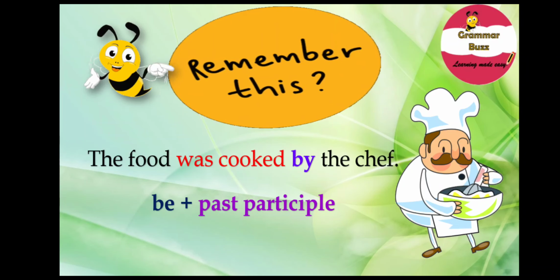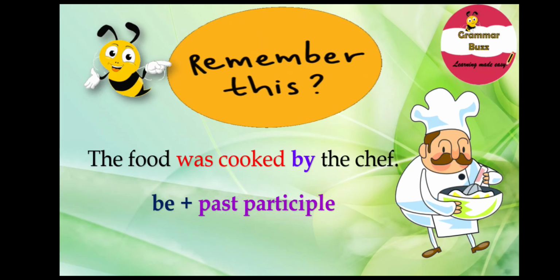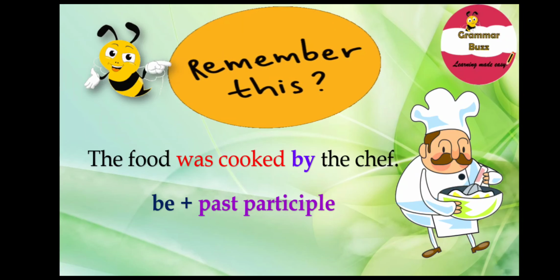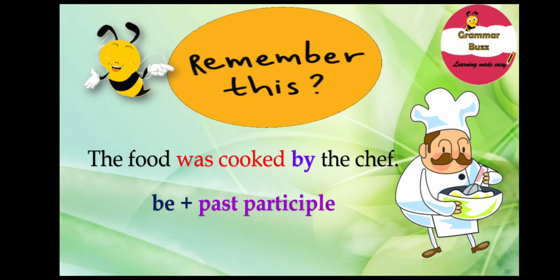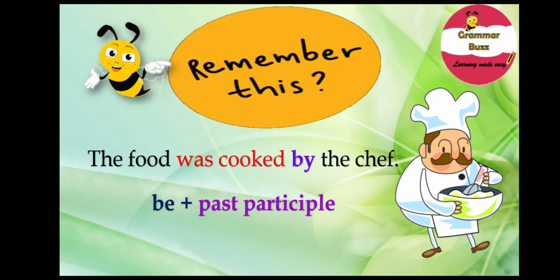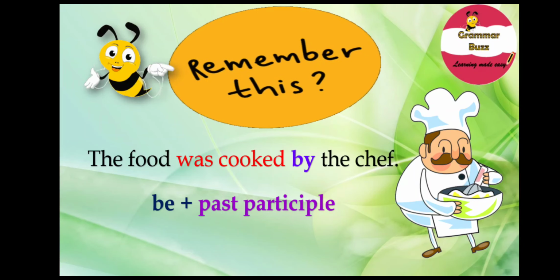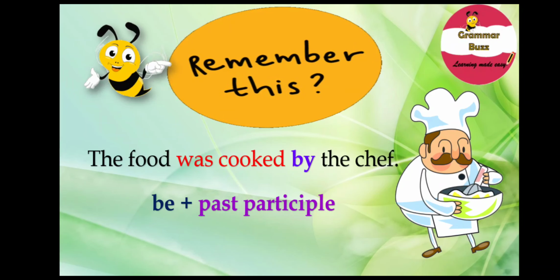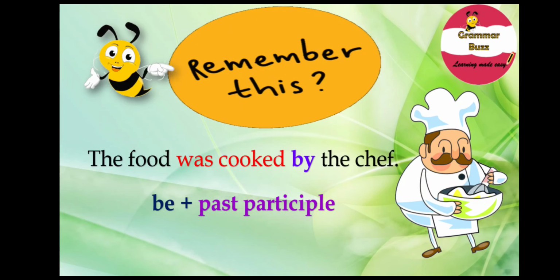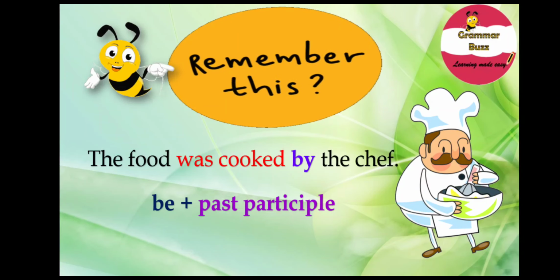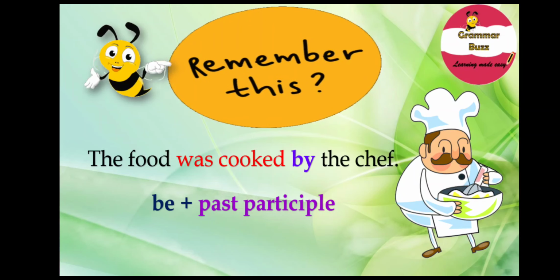So first we have a be verb or the helping verb which takes a suitable tense and then it is followed by the past participle form of the base verb. In this case, our base verb is cook and the past participle form of it is cooked. So remember, in passive voice, we always have the be auxiliary verb or the helping verb which takes a suitable tense and then it is followed by the past participle form of the base verb. Isn't that easy to remember? Well, sure it is. Here comes our next remember.